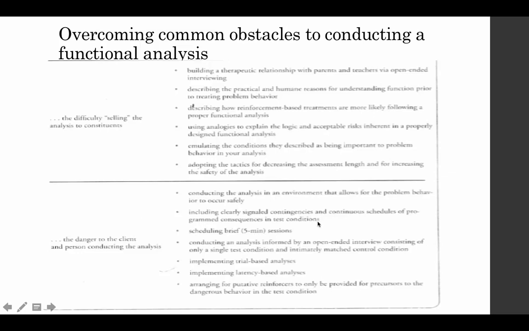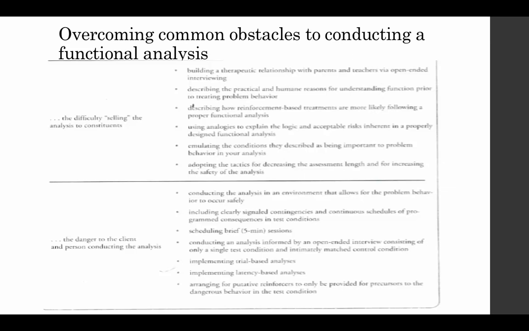Using signaled contingencies and continuous schedules of programmed consequences. Okay, so this is one that is so common. I have some videos. I'll bring them in for you to see. That when you run these, and there are what we mean by signaled contingencies and continuous schedules. For example, attention motivated, of a young man who's really not hitting himself in the face, but he's taking his hand and he's sort of waving it in front of his face like, I'm about to do this, I'm about to do this. Well, of course, then the contingencies go into effect. So he doesn't really even hurt himself.